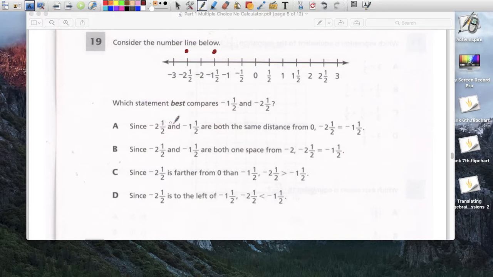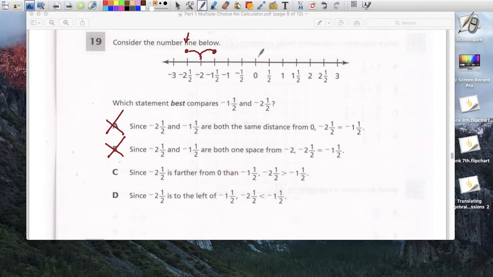Okay, so since negative 2.5 and negative 1.5 are both the same distance away from zero, they're not the same distance away from zero. Negative 2.5 is further off to the left. So this is garbage. Since negative 2.5 and negative 1.5 are both one space away from negative 2, negative 2.5 equals negative 1.5. Okay. First of all, yes, they're both one space away from negative 2, but that doesn't make them equal. No. Since negative 2.5 is further from 0 than negative 1.5, that's true.